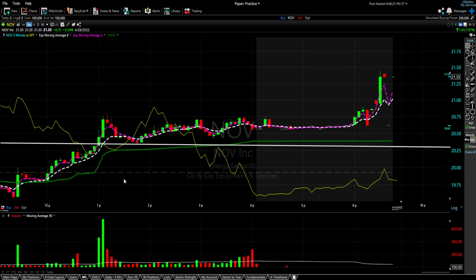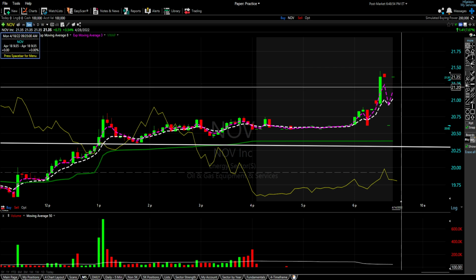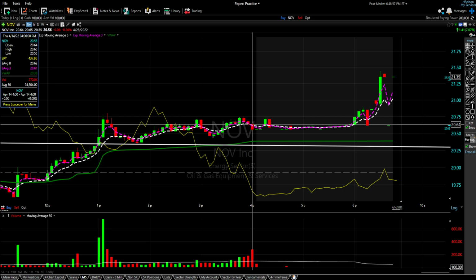You can also see NOV today showing really good relative strength to SPY. Here is SPY right here dropping. Look at that huge drop. NOV staying strong. Another huge drop here. NOV going up. And here we are in after hours, and NOV has actually continued to go up. It ended up almost 60 cents here.